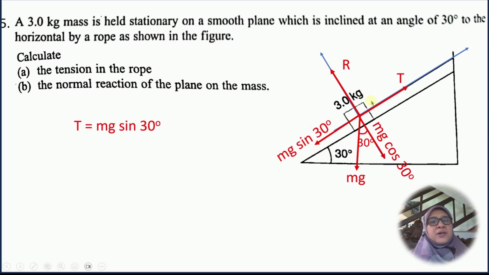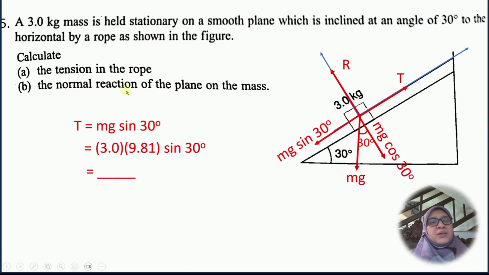Because this mass is in equilibrium, that means T is equal to mg sin 30 degrees. We substitute the mass 3 kg, g 9.81, and sin 30 degrees. So the answer you can calculate by yourself. That's the tension in the rope.